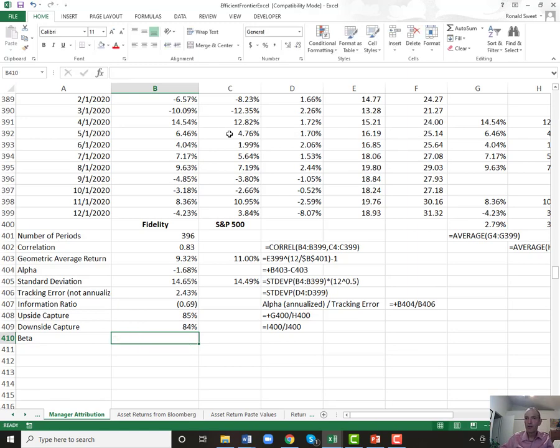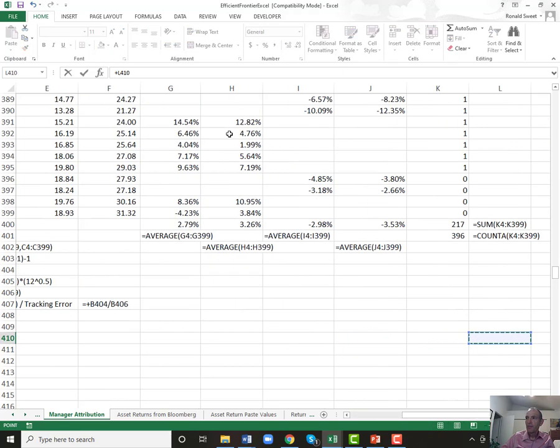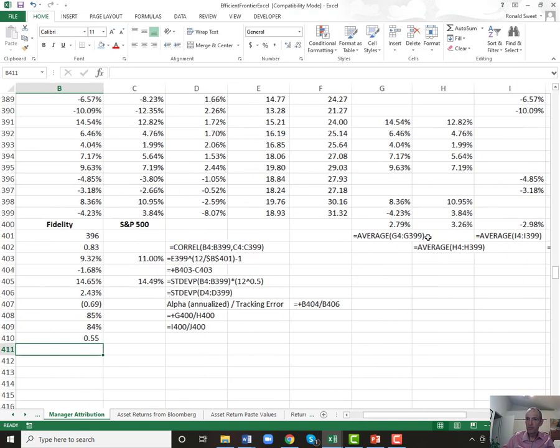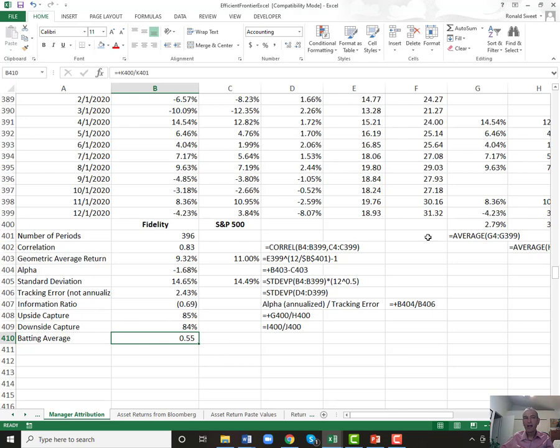Oh, before we do beta, let me do one more. I forgot about the batting average. Let's do the batting average first. Batting average is pretty easy. You just take how many times they outperform, how many months they outperform versus the total number of months. You can see their batting average is 0.55. That's 55%. In Major League Baseball, that would be tremendous. In portfolio management, it's probably pretty decent as well.